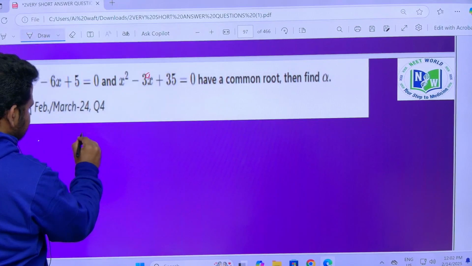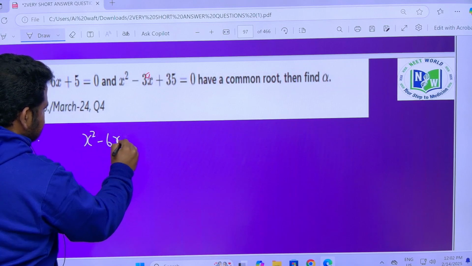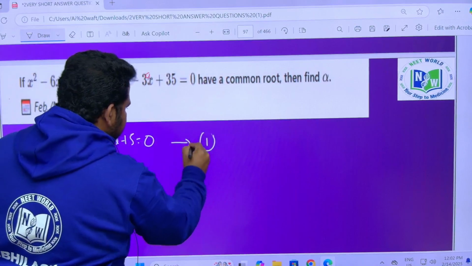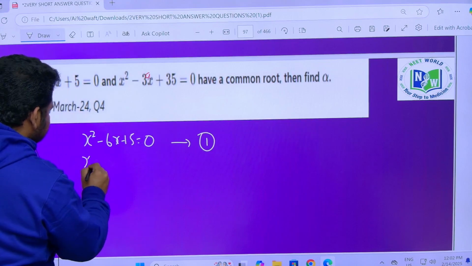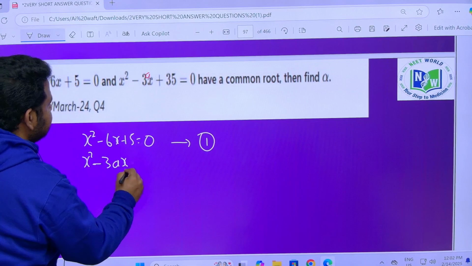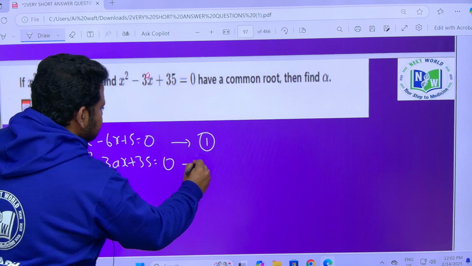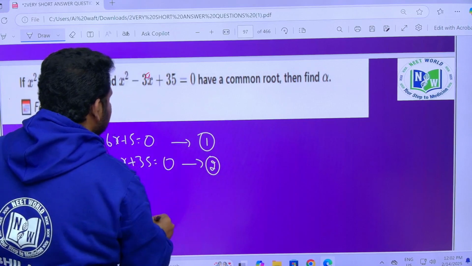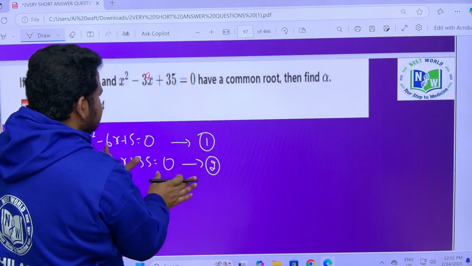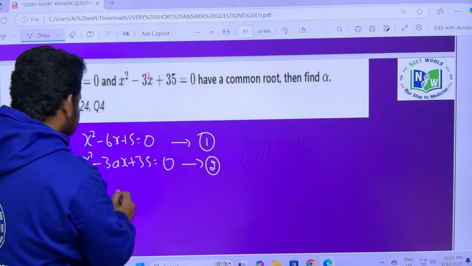So let us write down the given equations. The first equation is x square minus 6x plus 5 is equal to 0. The second equation is x square minus 3ax plus 35 is equal to 0. Now they are telling us that the first equation and the second equation have a common root. Then we have to find the value of a.